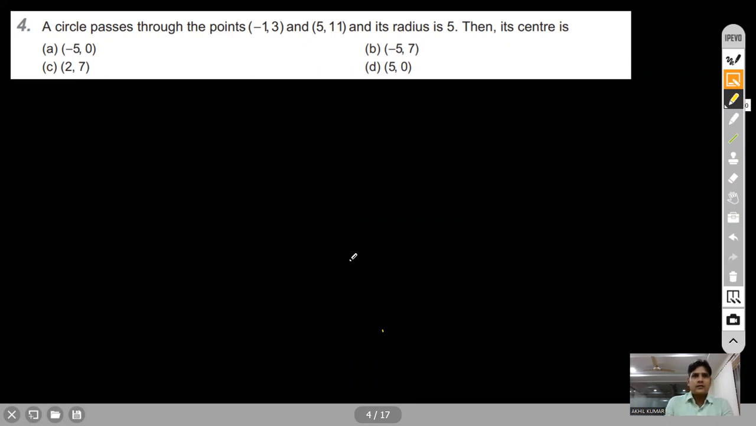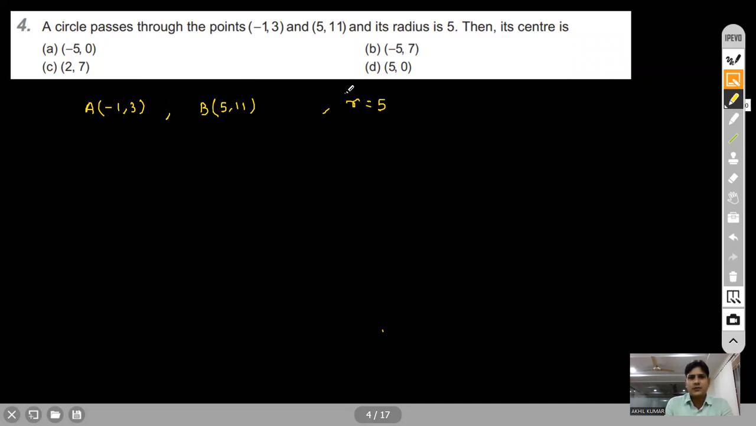Okay. So suppose this is our point A, whose coordinates are minus 1, 3. And one more point is given as B, whose coordinates are 5, 11. The circle is passing through these two points, and we also know the radius of that circle is 5. These three things are given in the question, and now we have to find the center.